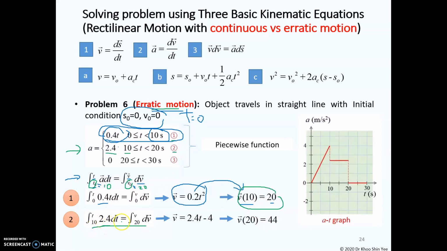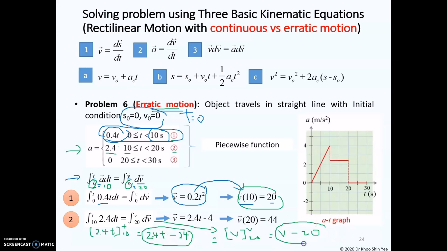Therefore, you can proceed with this integration. Integrate 2.4, you obtain 2.4t, and then for the limit, you substitute t equal to 10 inside, then you obtain 2.4t minus 24. On the right hand side, you obtain v with the limit v equal to 20, so you obtain v minus 20. So 2.4t minus 24 equals v minus 20. Move 20 to the left hand side, then you obtain negative 4 here. So the velocity is equal to 2.4t minus 4. And when you substitute 20 seconds inside this formula, you obtain v at 20 equal to 44.